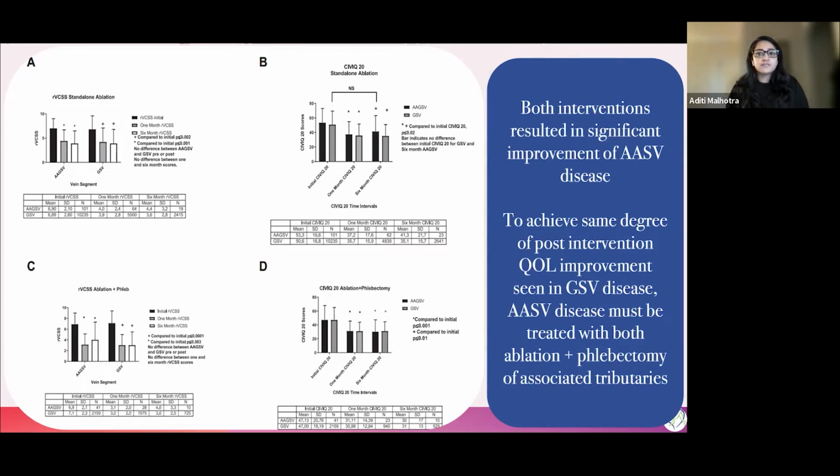However, to achieve and maintain the same degree of post-intervention quality of life improvement that was seen in GSV disease, when it comes to AASV disease, it is very important to address those associated tributaries with phlebectomy. So you want to do both an ablation plus the phlebectomy of those associated tributaries to maintain that same degree of improvement when it comes to quality of life. Even though severity had improved, no matter what, to maintain quality of life it would be important to address these tributaries.